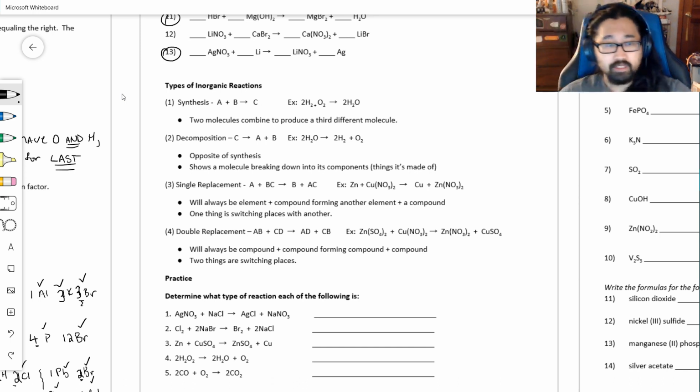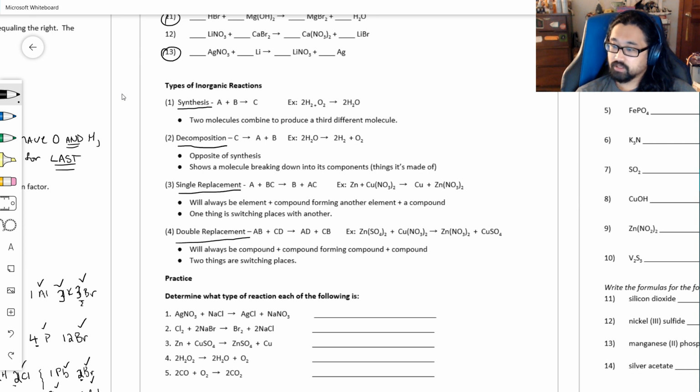The quiz is going to be on balancing equations. Balancing equations. And the types of reactions. There are 4 basic types of reactions that you will see. Synthesis is to take more than one element or more than one thing and combine them into a single thing.